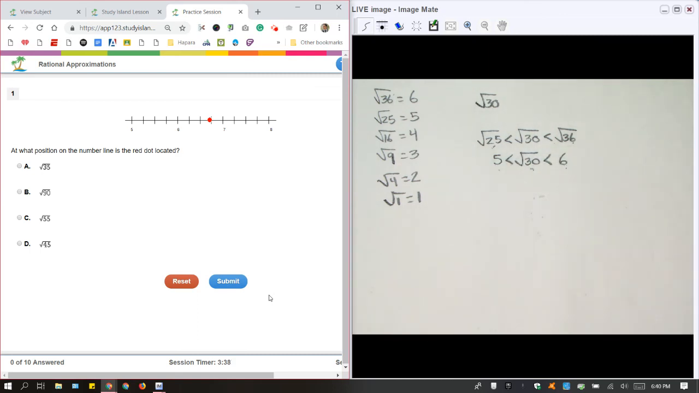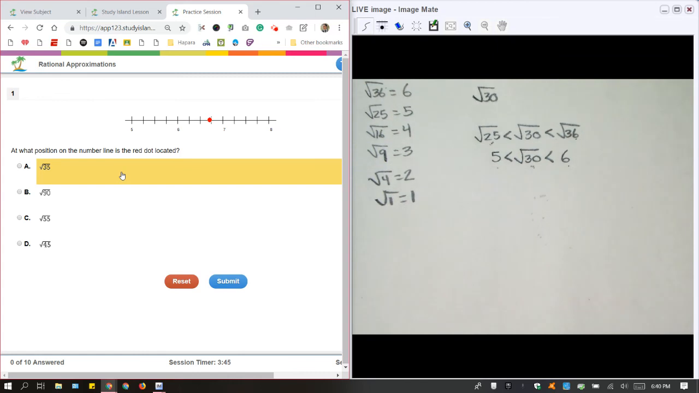So let's take a look at this first question. It says, at what point on the number line is the red dot located? Now, it's kind of hard to tell. It's like between 6 and 7, not really exactly 6 3/4. I just know it's somewhere between 6 and 7. It's more than 6.5 and less than 6 3/4. I don't know, it's between 6 and 7.